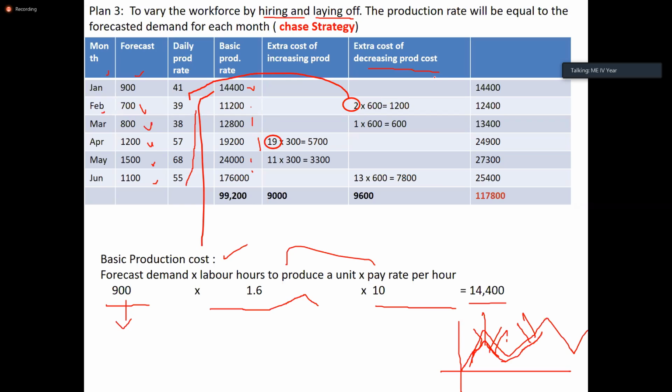Okay, so here the production rate is reduced from 41 to 39. Okay, and production rate is reduced one more number. Production rate is increased suddenly 57. Production rate is increased again 68. Production rate is decreased again 55. So what we have to do now? We have to chase. Based upon the demand, based upon the production rate, you have to hire the employees. Now that step we'll do now.